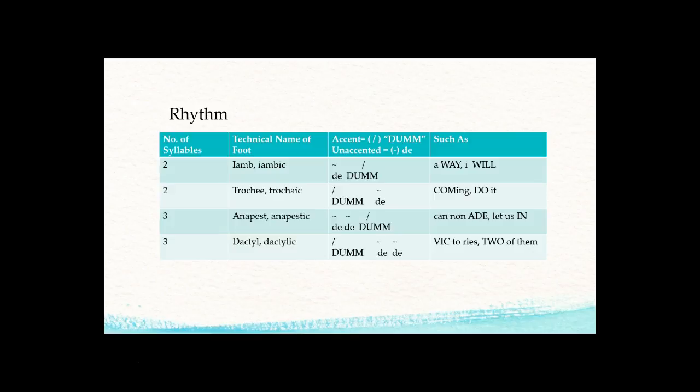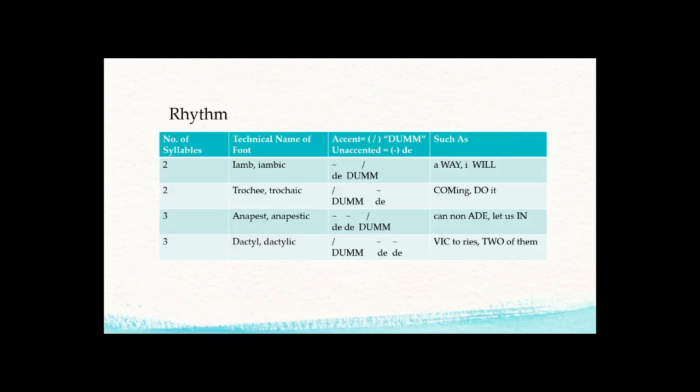Now we know that a foot is a two-syllable pattern of a stressed or unstressed sound, the most common being an iamb, and that's the two syllables of the unaccent and then the accent, de-dum. Away, I will. Iambs are probably the most common that we will see. Trochee also uses two syllables, but that's kind of the flip. It's the dum-de. So there's the difference in the way that it's stressed.